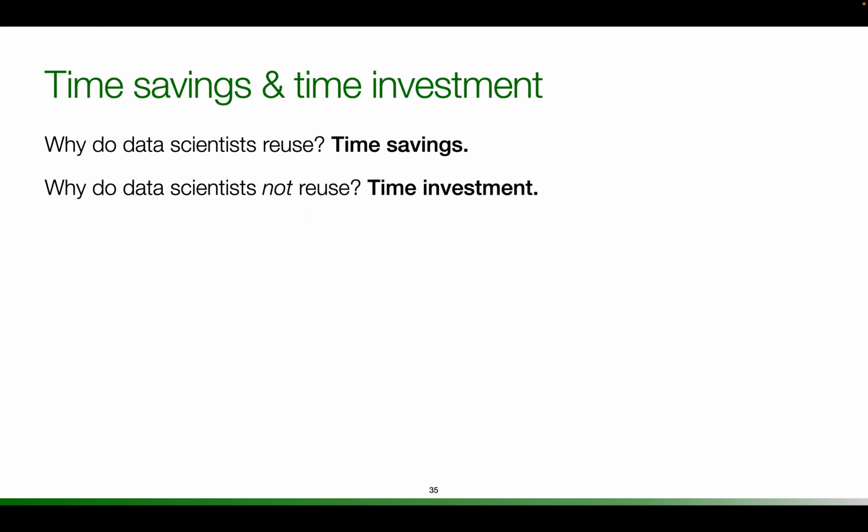Time is the reason that data scientists do and do not reuse code. When they want to reuse, they do this because it offers time savings. However, too much time investment prevents them from reusing when it takes too much time to actually adapt code for reuse. And so we see that it's more likely that data scientists are willing to reuse a past analysis, or someone else's past analysis, when it takes very little time for them to actually adapt it to their current task.